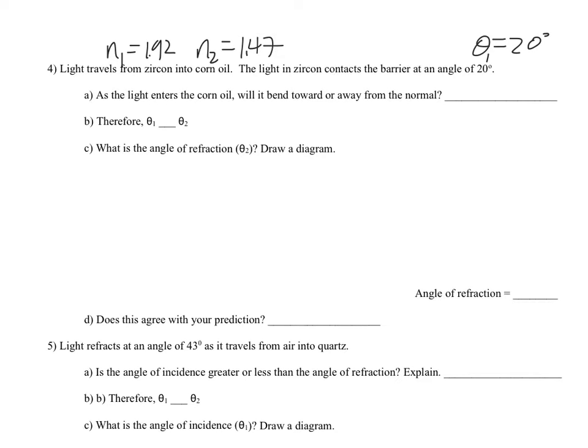So as light enters the corn oil, will it bend toward or away from the normal? Let's see, this is a high to low problem, right? High n to low n, 1.92 to 1.47. So we're going to say that this is high to low. Therefore, it's going to bend away from the normal. So if it's bending away from the normal, theta 2 is bigger. Another way to think about it is if n1 is bigger, that means theta 1 is smaller.